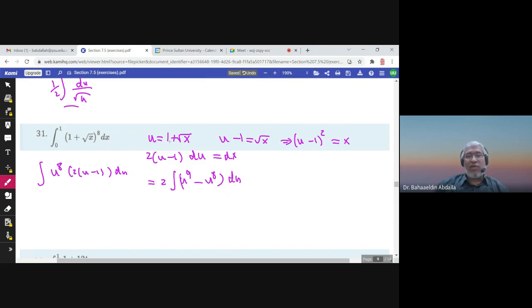and just change the numbers from x to u. So if x is 0, u would be 1. If x is 1, u would be 2, and you find the integral easily. This is u to the power 9.